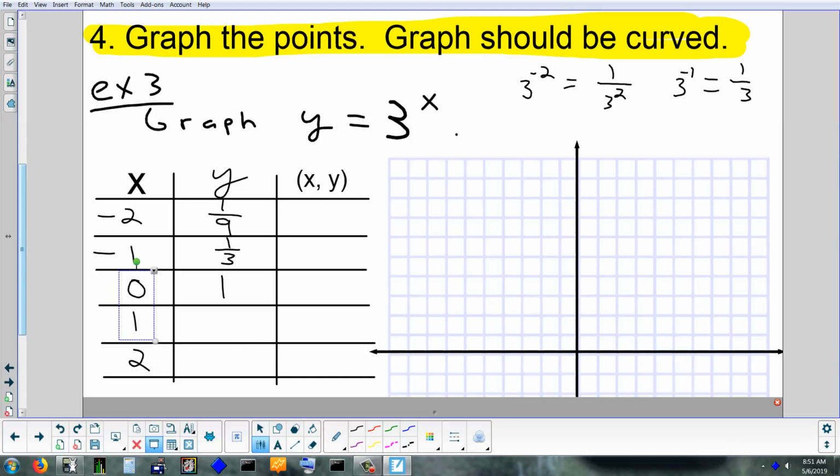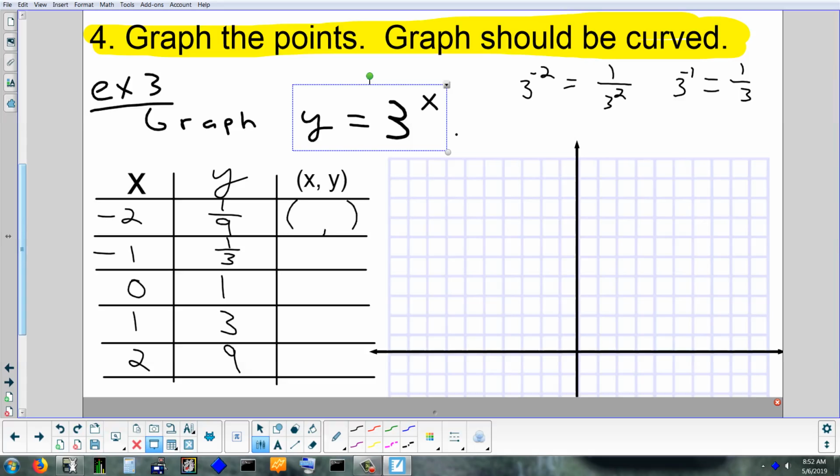Okay. Next x value? 1. What's 3 to the first power? 3. See, it gets easier as you go because now we're not doing negative exponents. And then 3 to the second power? 9. Remember, when you plug that in, you're not multiplying 3 times 2. So 3 to the second power is going to give me 9. All right, I got all my y's. Now what do I do? Make the coordinates. Right now I just got a bunch of numbers. Make these coordinates.